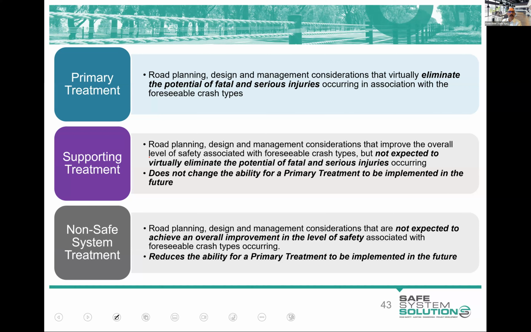Some of those things are going to be really substantial, really virtually eliminate death and serious injury. Some of them are just going to be things that lessen the likelihood a little bit. And so we actually categorize those, and let's put little handles on these buckets, because there's lots of primary treatments that are available. There's lots of supporting treatments that are available. And you want to think about, okay, I want this to happen. Will that virtually eliminate the potential for fatal and serious injury occurring associated with the foreseeable crash type, or is it just going to lessen the chance of that crash?